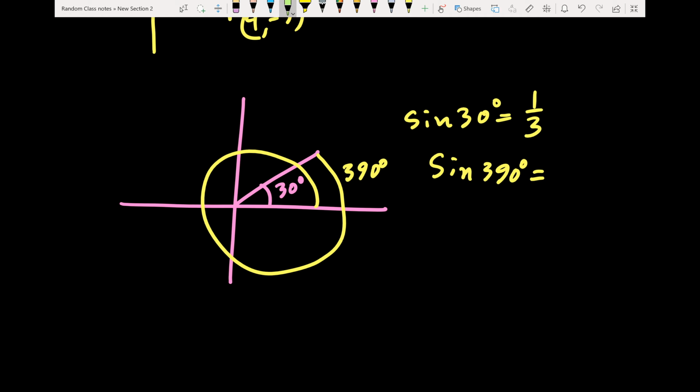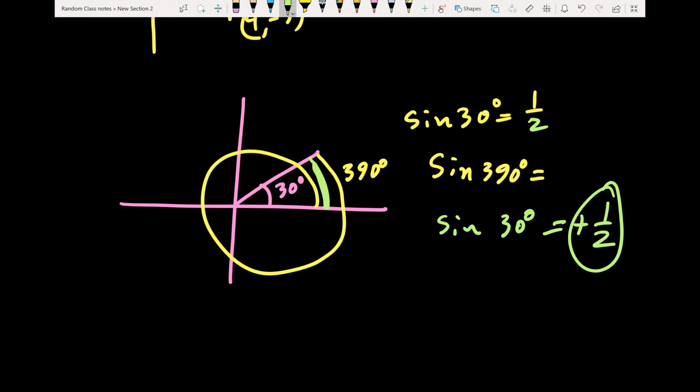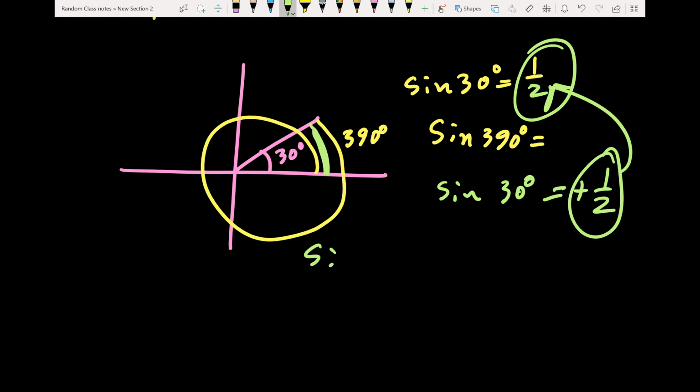Did I make a mistake? Oh, okay. So again, you've got to do the reference angle. What's the reference angle again, guys? It's 30, which is 1/2, and sine is positive in the first quadrant, so it's going to be positive. Look at that. These two are the same. So sine of 30 equals sine of 390.